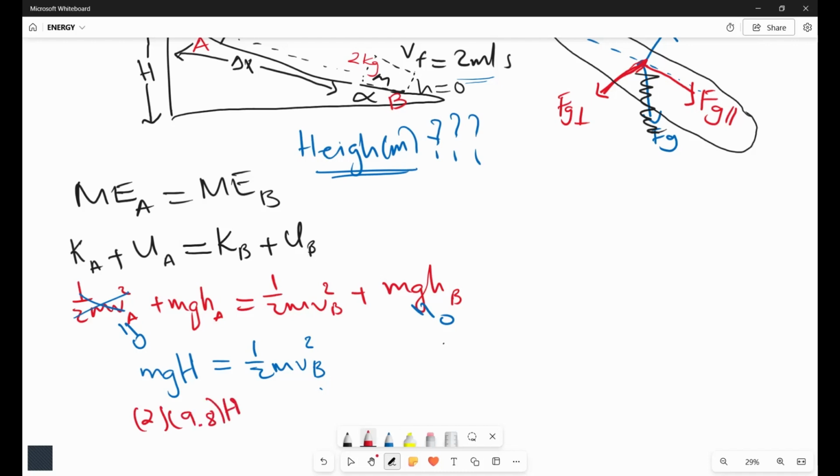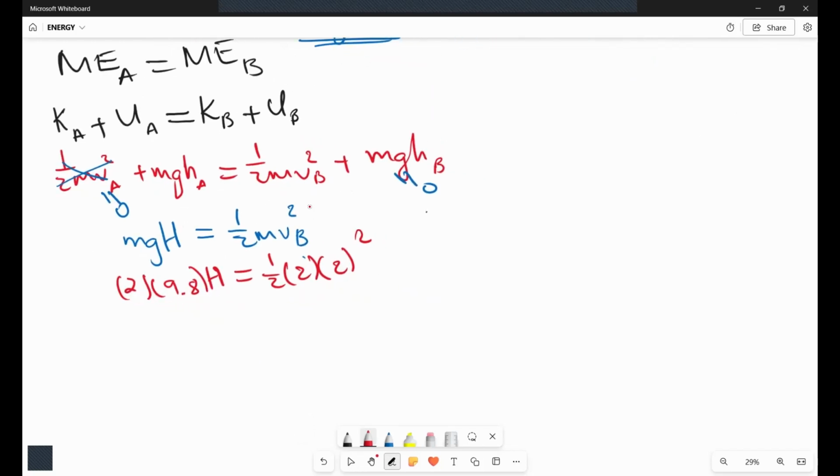9.8. My height is what I'm looking for. I have my mass is 2, then 2 squared. When I substitute there, I do my mathematical gymnastics. I get that my H is equal to 1, then this is 4, divided by, I think this is 19.6. Then whatever your calculator gives you there, I'm not sure.